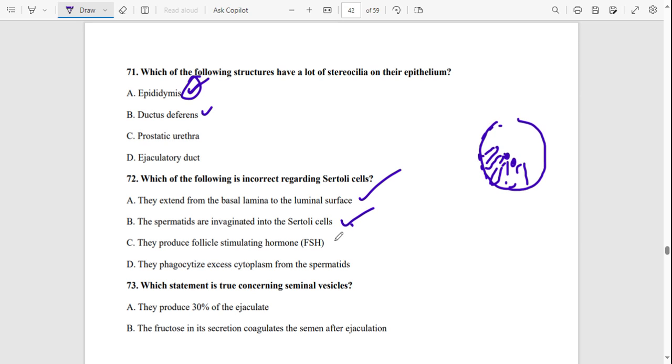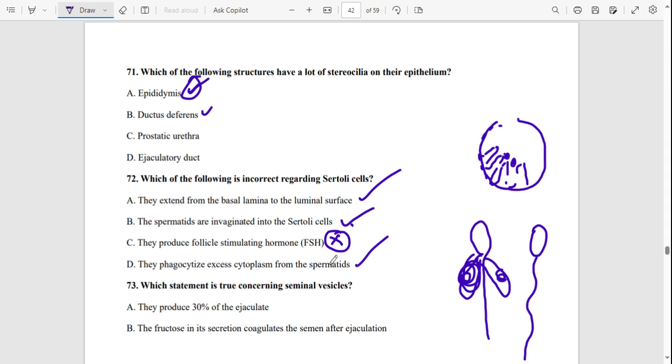They produce follicle stimulating hormone. This is not true. Follicle stimulating hormone will stimulate them to make sperms in spermiogenesis or spermatocytogenesis, but they do not produce follicle stimulating hormone. They phagocytose excess cytoplasm. This is true, for it to be able to form a functional sperm, because normally when a sperm is formed, it is going to have excess cytoplasm like that. So all this cytoplasm has to be removed so that it remains a functional sperm with a tail like that. Okay, so the answer is C.